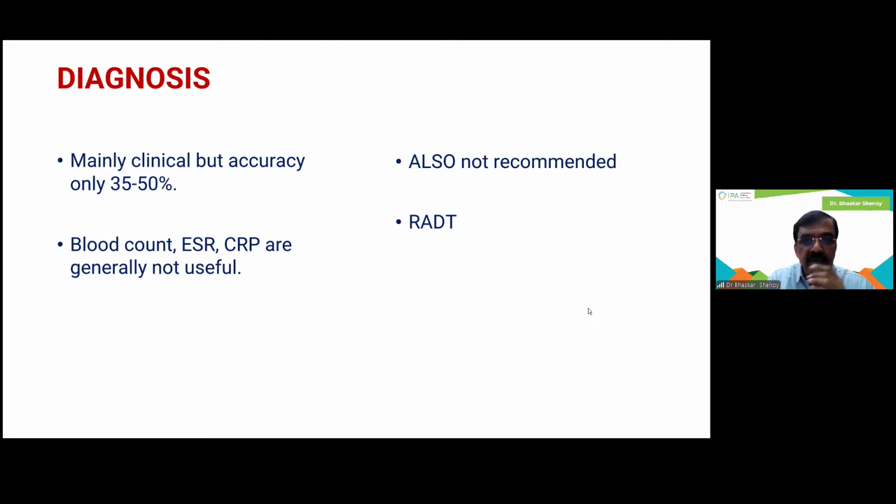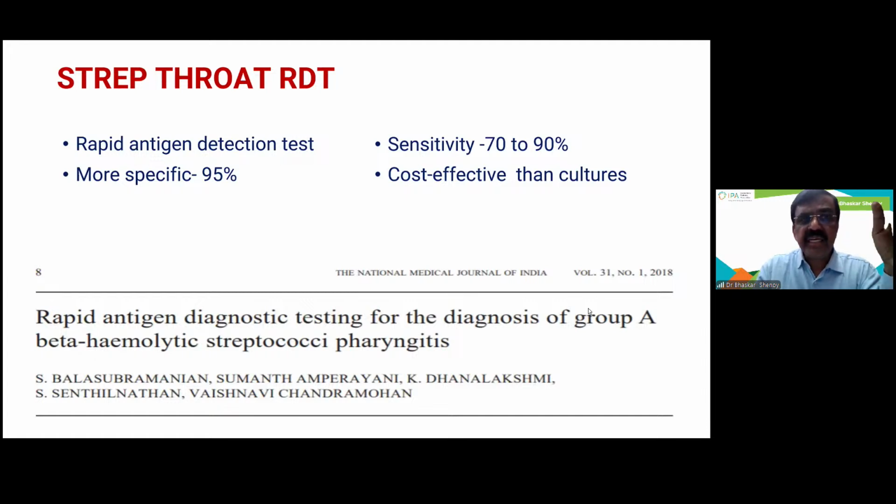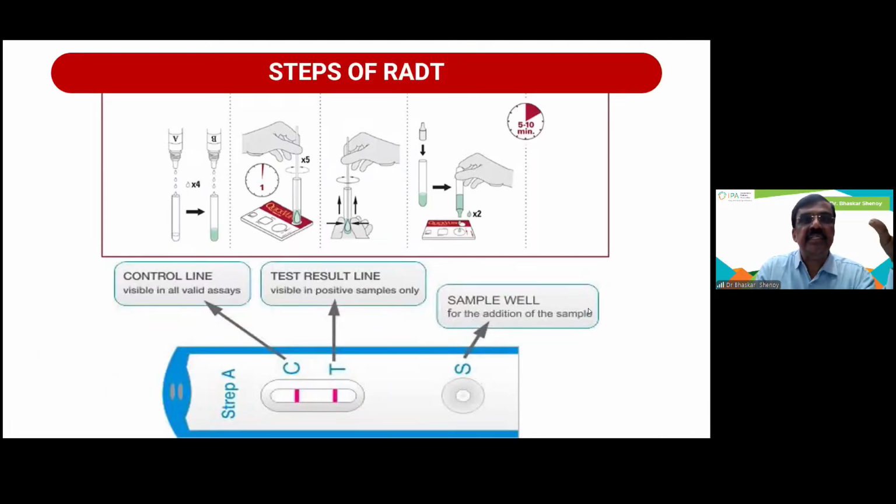No routine investigation. Only when you are in doubt, you can take the help of RAD, that is rapid antigen detection tests. So let me tell you what is the utility of this RAD. It is more specific, about 95%, and sensitivity is 70 to 90%. It is cost effective. And there was a paper in the National Medical Journal by Dr. Balasubramaniam. He has done a study on the utility of this test, and he now does this particular test routinely in his practice.